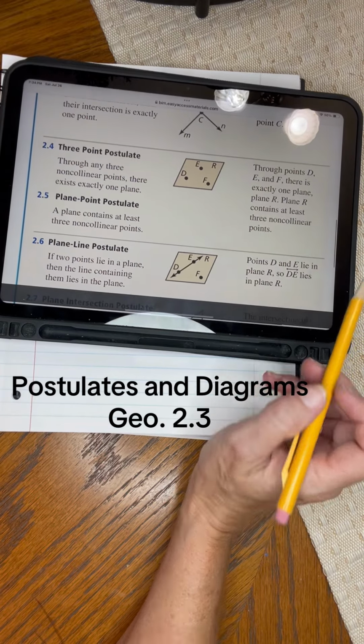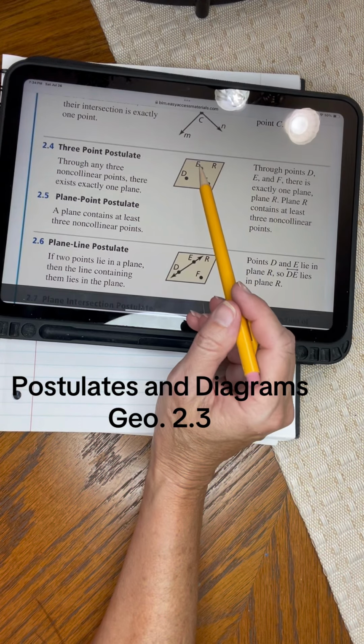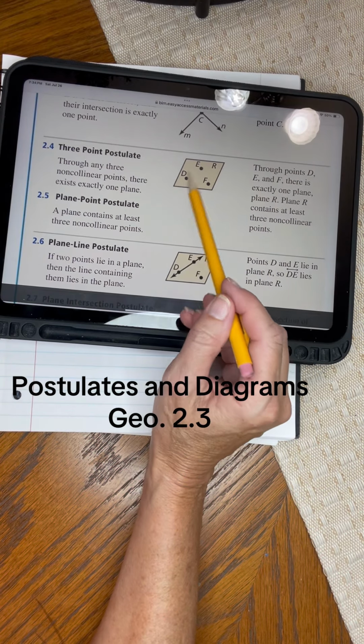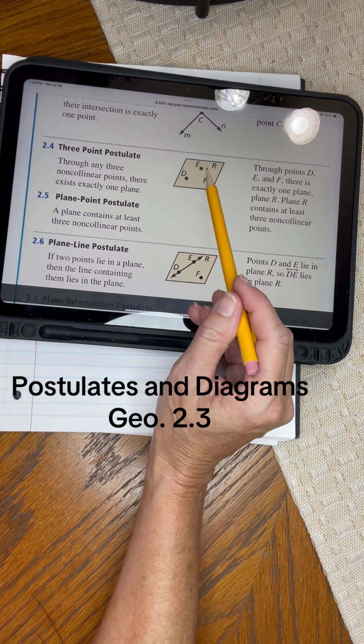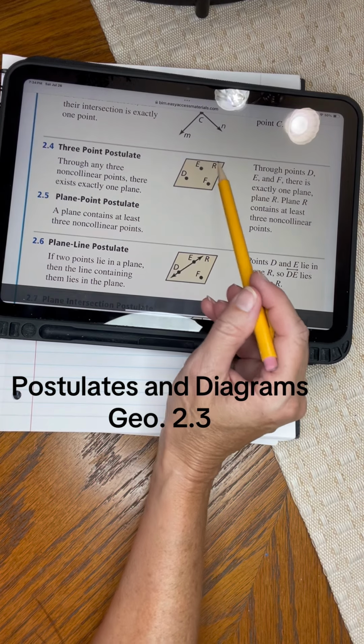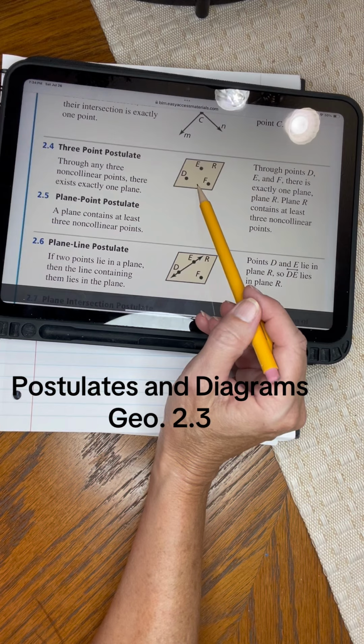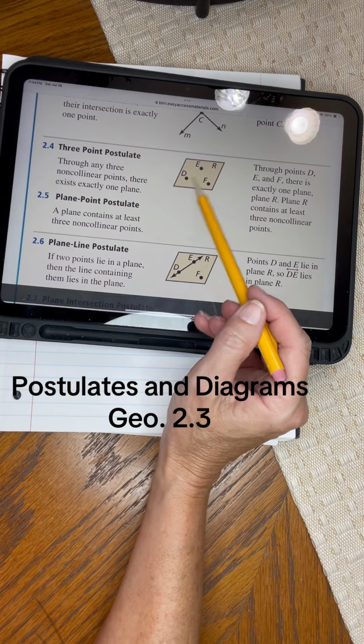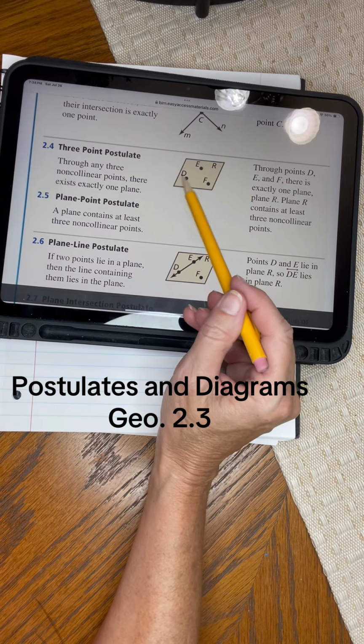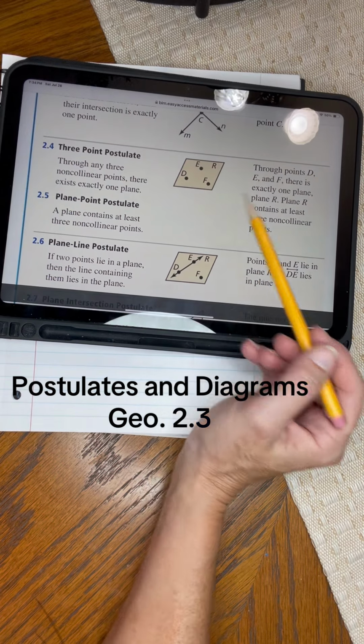Then there's the 3-point postulate, and if you have any 3 non-collinear points, they're not in a line, then there is exactly one plane. This plane R has non-collinear points E, D, and F. And then along the same lines, if you have a plane, then you have at least 3 non-collinear points.